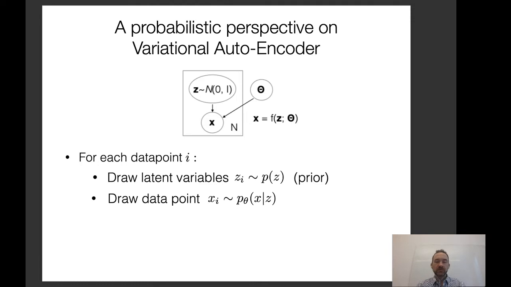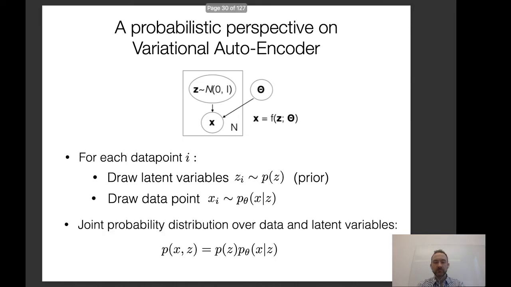So basically, for each data point i, we draw latent variables according to a prior probability over the latent variables, and then we draw a data point. And so then the joint probability distribution over the data and the latent variables is the product of these two probabilities, the prior and the likelihood of the data.